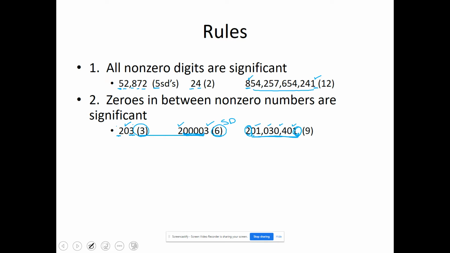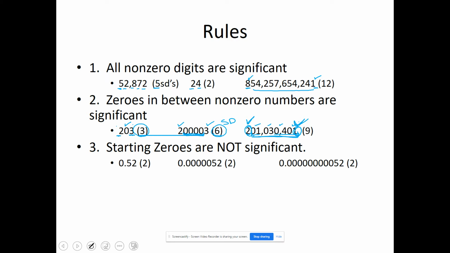So you don't necessarily even have to look at zeros. You can just look and say the first one counts, the last one counts, so I can just count everything in between. So zeros in between numbers that are significant will be significant.